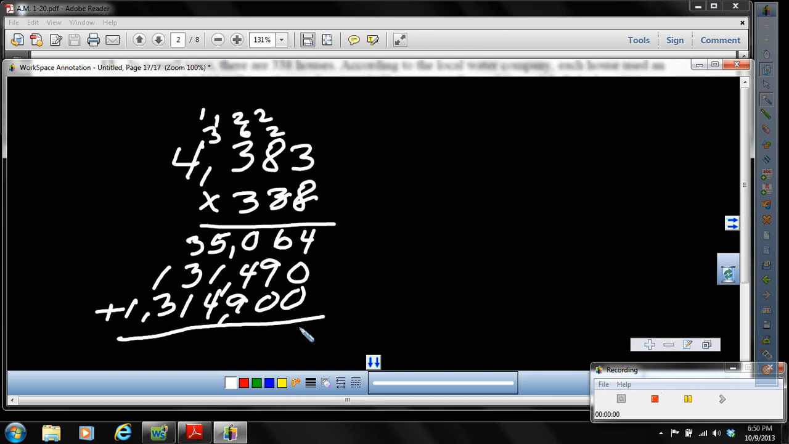Alright, here we go. We have 4 plus 0 plus 0, which would be 4. We have 6 plus 9, which would be 15. Carry my 1. 1 plus 4 plus 9 would be 14. And I would carry my 1. 5 plus 1 plus 1 plus 4 would be 11. 3 plus 3 plus 1 plus 1 would be 8. 1 plus 3 would be 4. And 1 by itself would be 1.